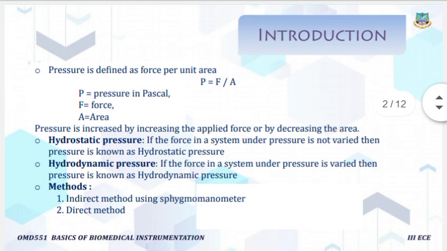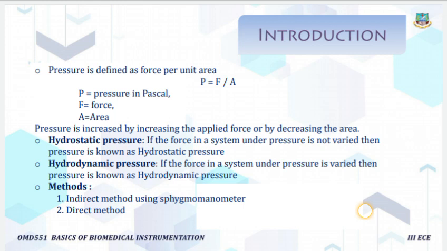Just an introduction. What is pressure? Pressure is defined as force per unit area, that is P = F/A, where P is the pressure, F is the force, and A is the area. If we increase the applied force, the pressure will increase. Also, if we reduce the area, the pressure will increase. Pressure is increased by increasing the applied force or by decreasing the area.